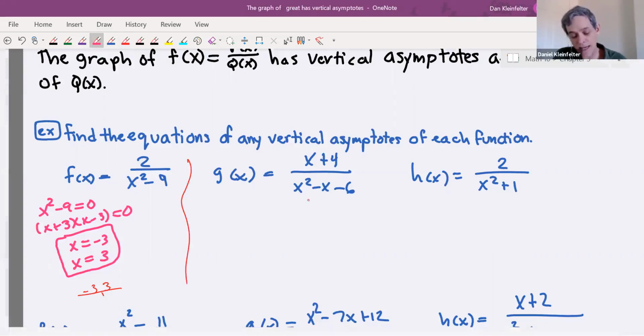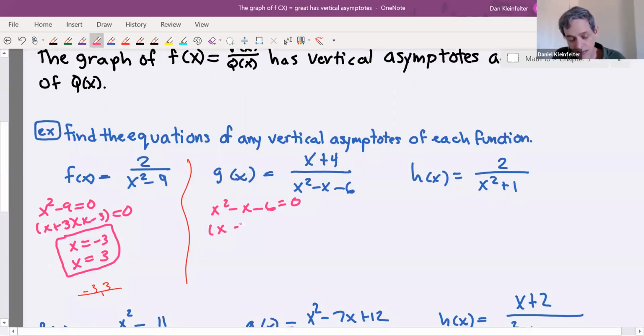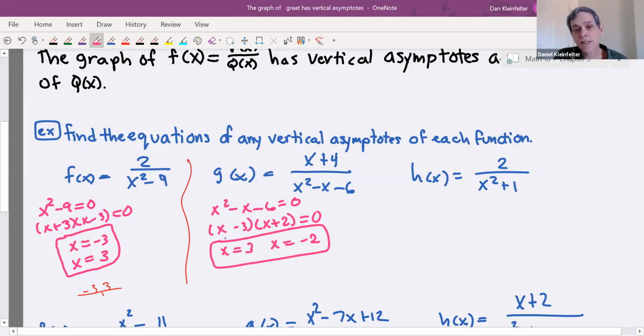Okay, so let's try that again. For g, it doesn't matter what the numerator is. That's going to tell us something different. The denominator here is x squared minus x minus 6. So let's set that equal to 0. And then for this one, luckily we can factor. It'll be x minus 3 times x plus 2 equals 0. So either x equals 3 or x equals negative 2. So those are going to be the equations of our vertical asymptotes.